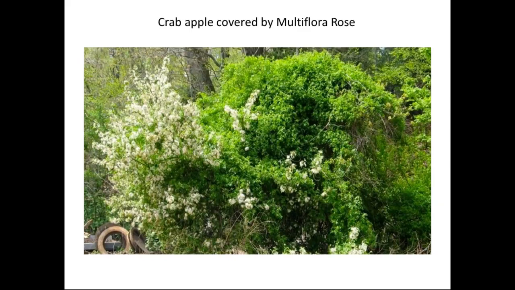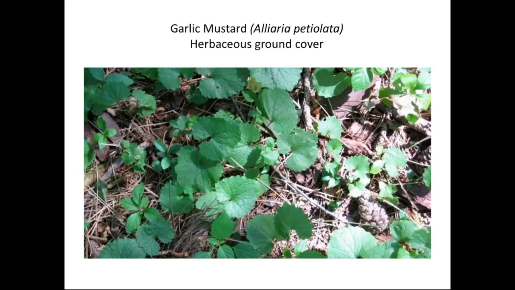Here's a crabapple covered by Multiflora Rose where I work. This was taken in 2009, and the green mass is the Multiflora Rose, and the white flowering portion of that mass is actually the crabapple. This has subsequently been removed completely. To get rid of Multiflora Rose, it's no different than other woody plants. You can pull them out or you can stump applicate them. We'll go over that in a little while.